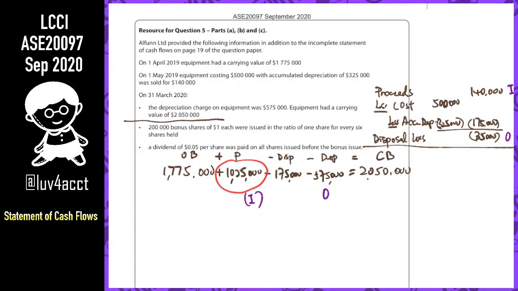So 200,000 bonus shares, £1 each, were issued in the ratio of 1 share for every 6 shares held. Okay, let me see. Oh, this is very interesting because for a bonus issue, we don't have any cash effect.